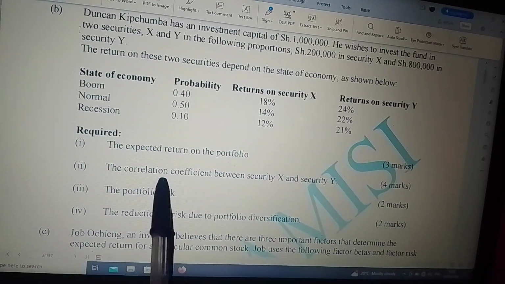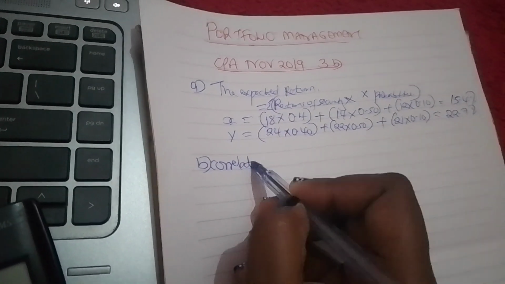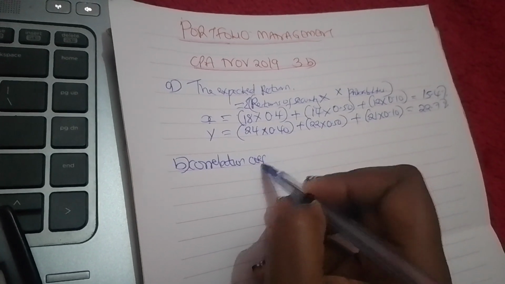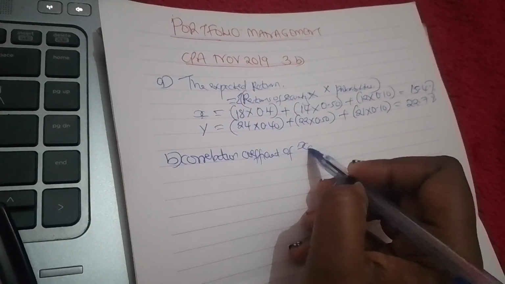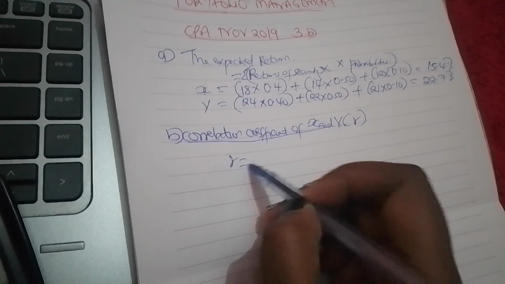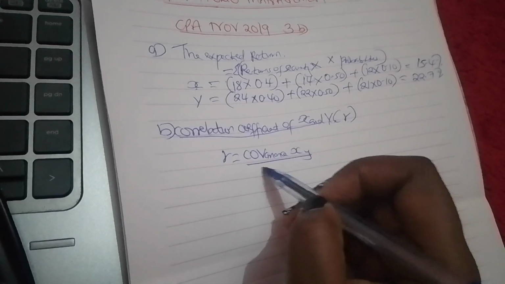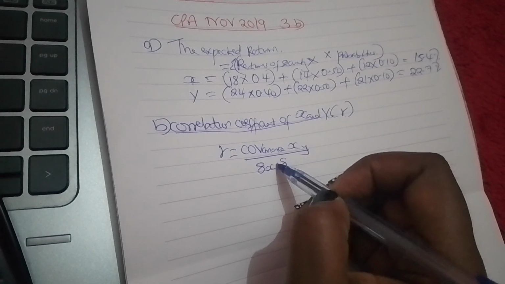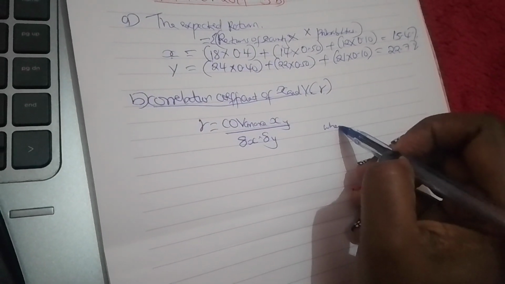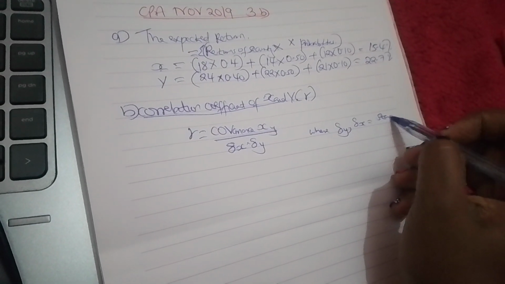Then from there, question B, you have been asked to compute the correlation coefficient between security X and security Y. To be able to get the correlation coefficient, which is usually denoted by small r, the formula is the covariance of XY divided by the standard deviation of X times the standard deviation of Y.